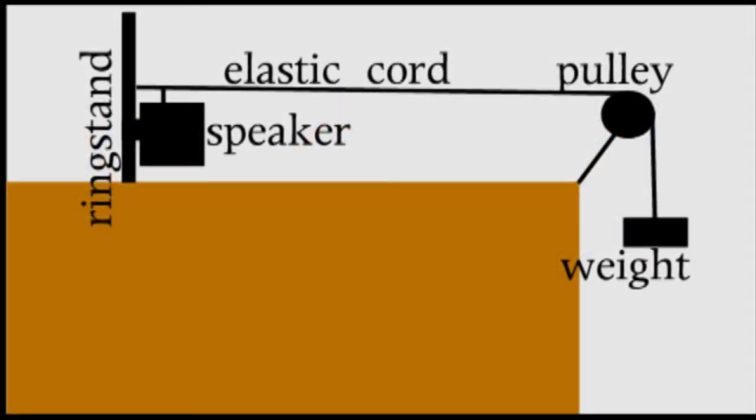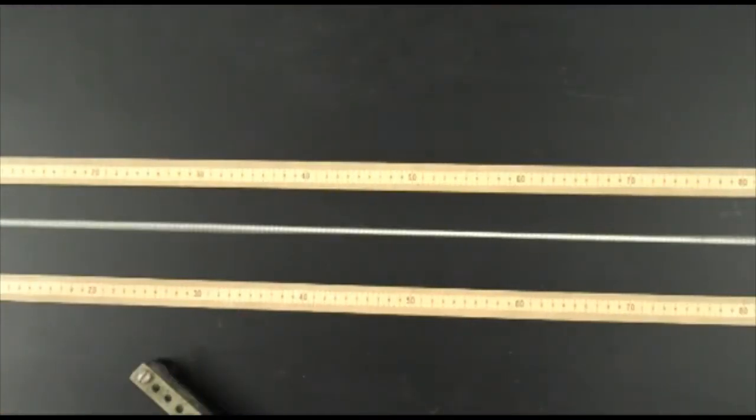In this demo, an elastic cord is tied to a ring stand on one end and to a mass on the other. The cord is draped over a pulley, and the mass's weight provides a tension in the cord. Close to the ring stand, a speaker drives the cord at set frequencies. Some of these frequencies yield standing wave patterns in which the left-moving and right-moving waves interfere constructively. We are looking for standing wave patterns in the frequency range between 20 and 50 Hz.